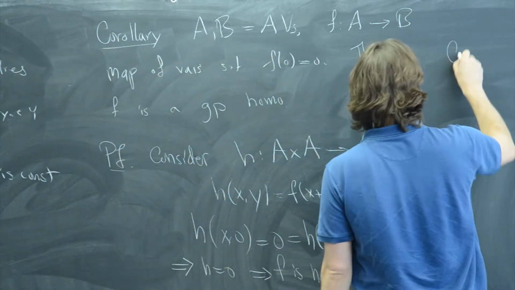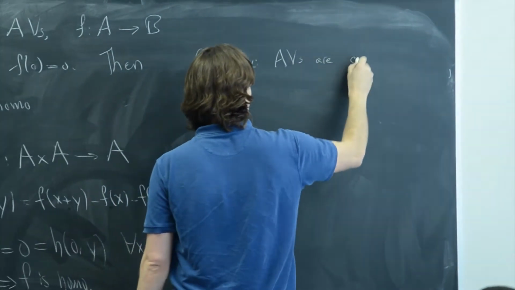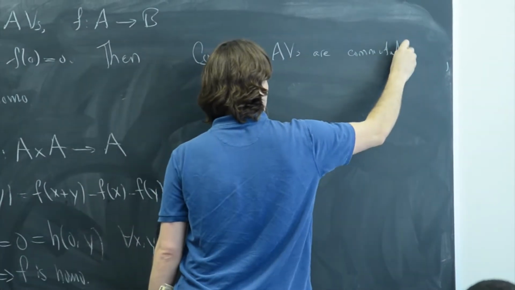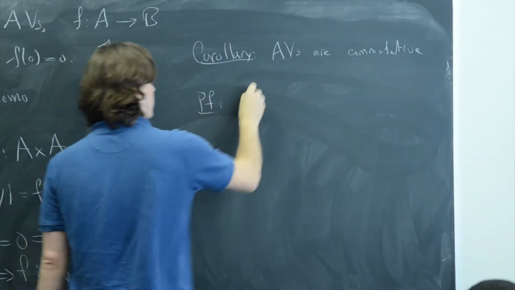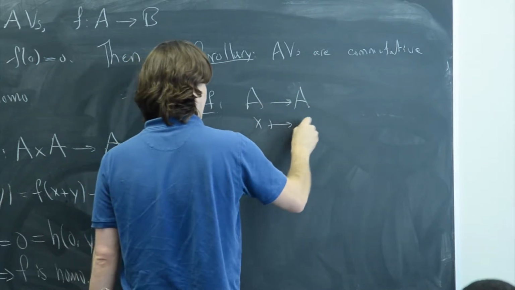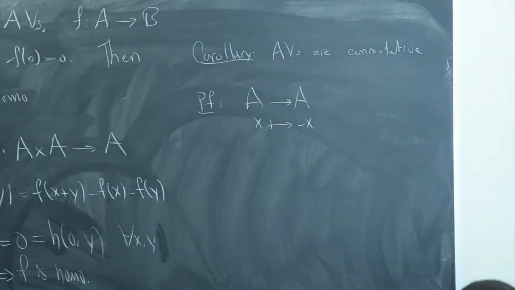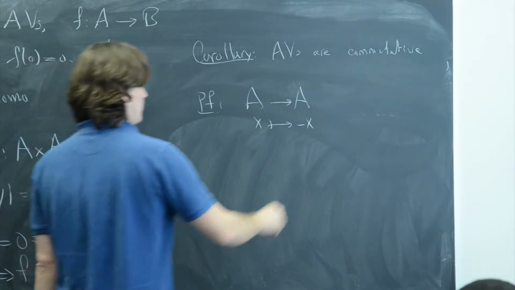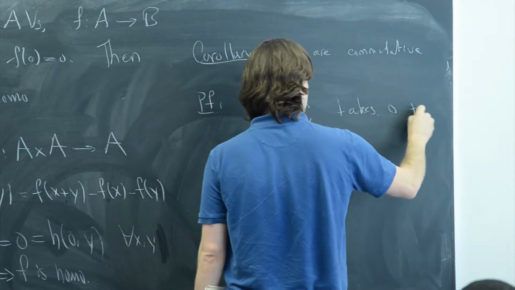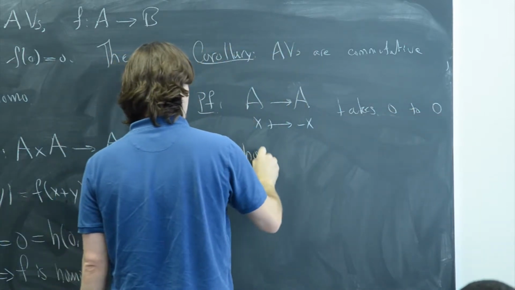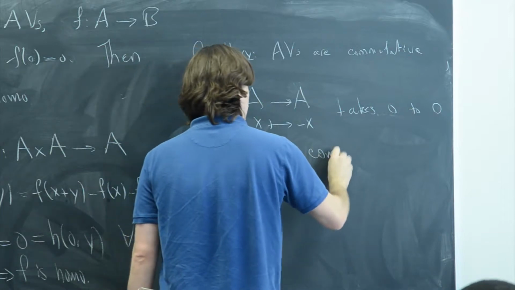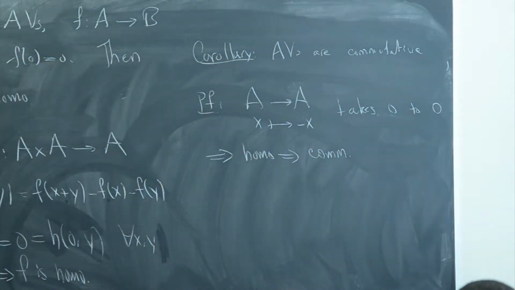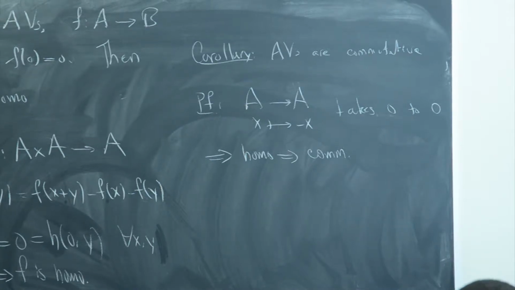And a corollary of the corollary is that Abelian varieties are commutative. And the reason is that if you look at the map from A to A given by x goes to negative x, this takes 0 to 0. And so it's therefore a homomorphism, and that implies commutative. Whenever you have a group, if inversion is a homomorphism, the group has to be commutative.